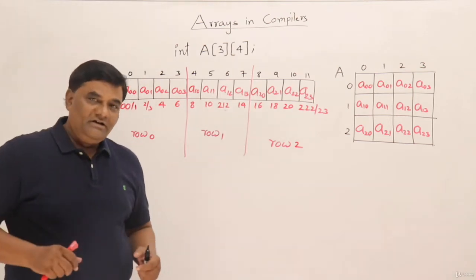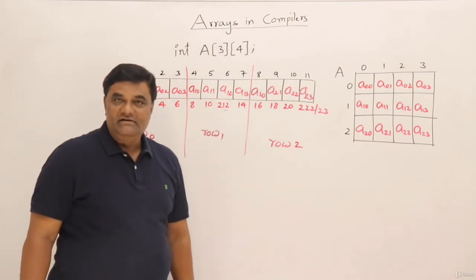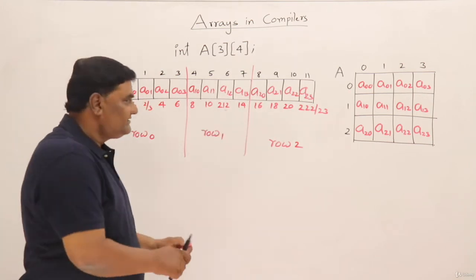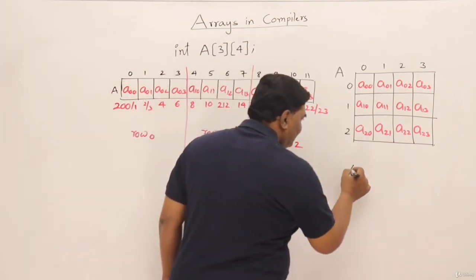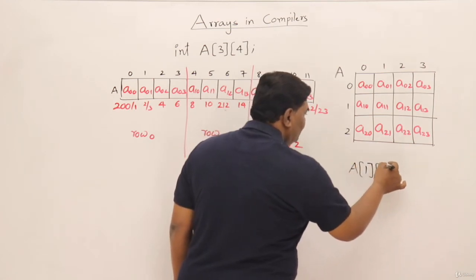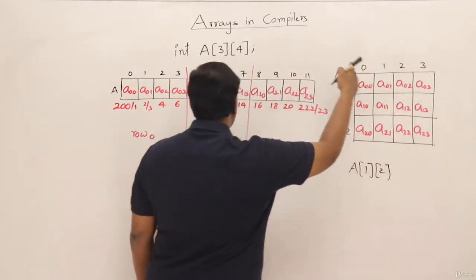Now we need a formula that should be used by a compiler for accessing that two-dimensional array. Let us take one example and frame a formula. Suppose I want to access the element at index A of 1, 2. This is the element. A of 1, 2 is present here.